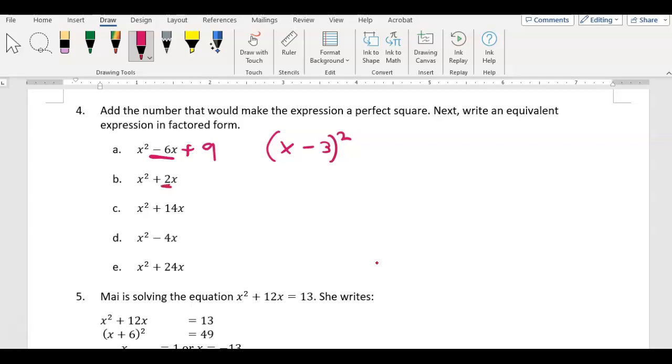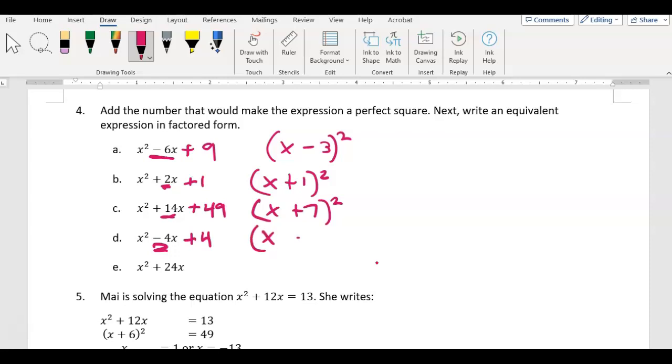All right, here, half of 2 is 1. 1 squared is 1. So I can also write this as x plus 1 squared. Here, half of 14 is 7. 7 squared is 49, so I'm going to add 49, and I will get x plus 7 squared. Okay? Half of negative 4 is negative 2. Negative 2 squared is positive 4, and so I can rewrite this as x minus 2 squared.